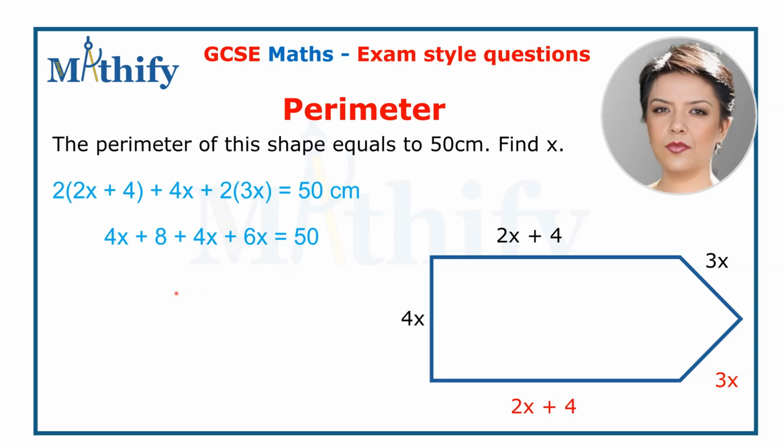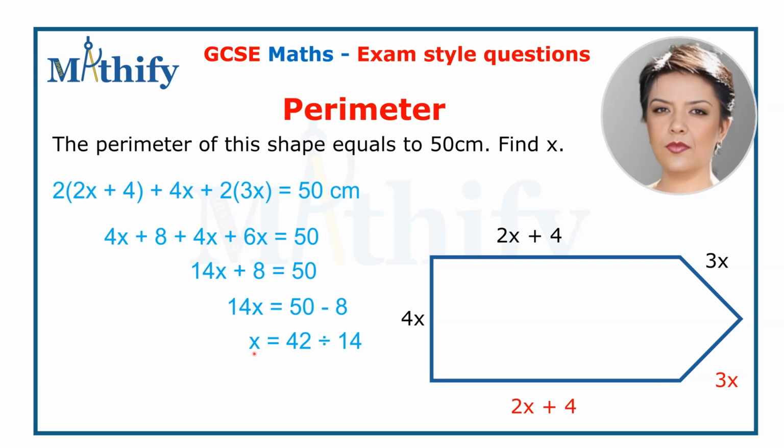Now, let us add all of these x's together. 4x plus 4x is equal to 8x. 8x plus 6x is equal to 14x. So we're left with 14x plus 8 is equal to 50. Now we need to make x the subject. So we will move the plus 8 to the right side to make it minus 8. So 14x is equal to 50 minus 8. So 14x is equal to 42.